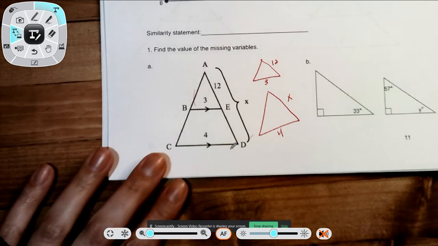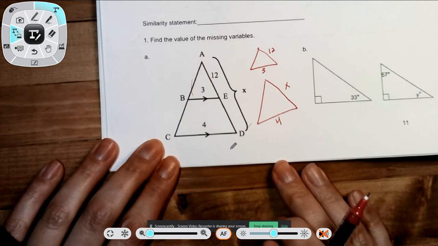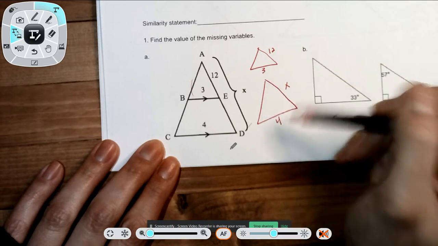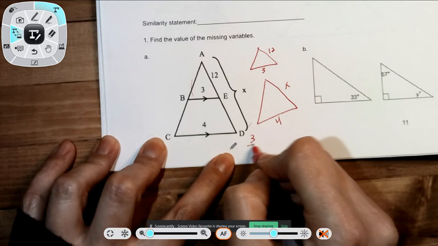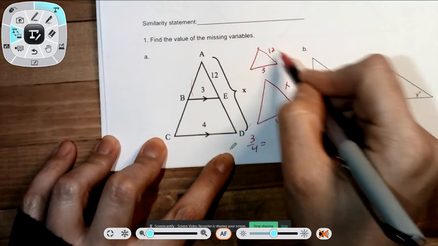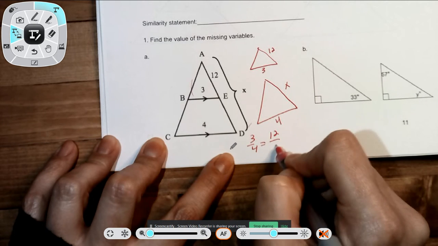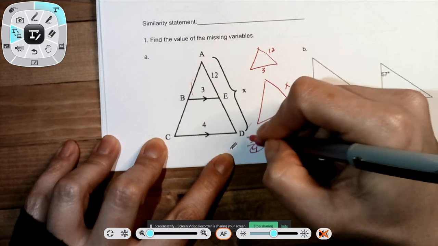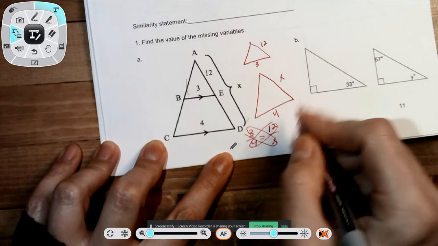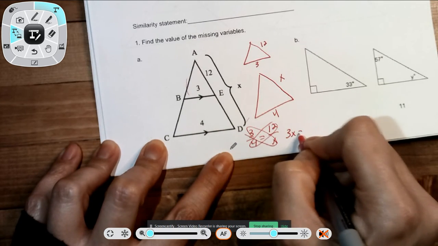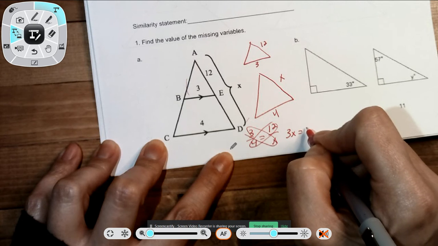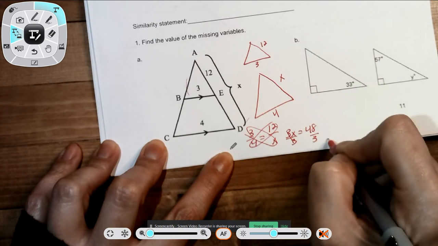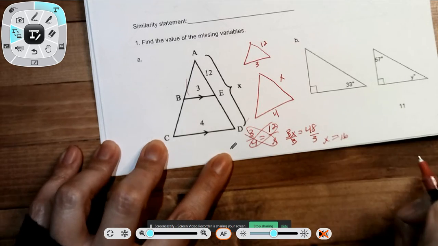And now I can go ahead and set up my proportion. So I match up corresponding sides. So I have 3 over 4 equals 12 over x. And that's what I'm going to cross multiply. Okay, so 3 times x is 3x. 4 times 12 is 48. And I'm going to divide by 3 on both sides. X equals 16.